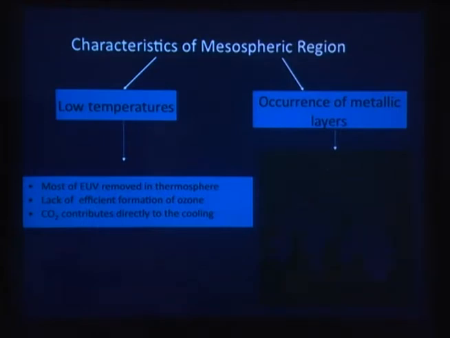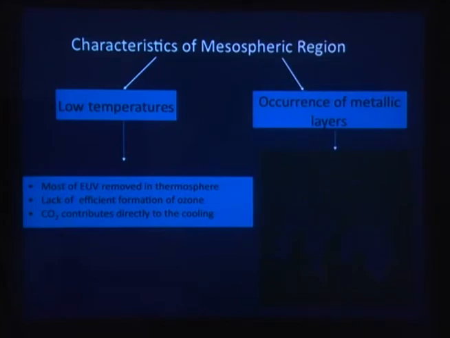So there is a lack of formation of ozone, which is the main absorption mechanism in the stratosphere and causes the high temperatures there. And because of these low pressures, greenhouse gases like CO2 can act as infrared radiators, and that can contribute directly to the cooling of this region.